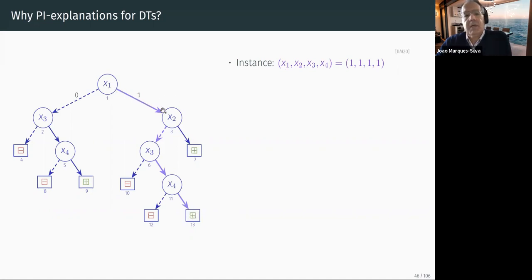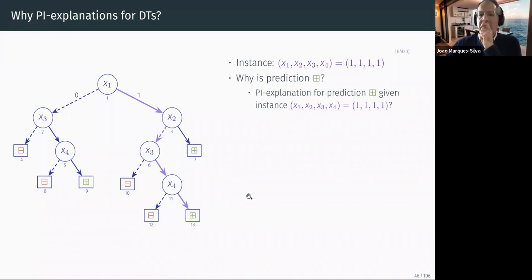So x1 is 1, x2, okay, this should be a 0, but everything else should be a 1. So it's fine, it doesn't change the prediction. Actually, it should be here, but I want this path just to illustrate the point. When we compute the PI explanation, essentially we are asking the question, why is the prediction plus? So we want to compute the PI explanation for this prediction, given the instance, and here again it should be 0, because of x2.